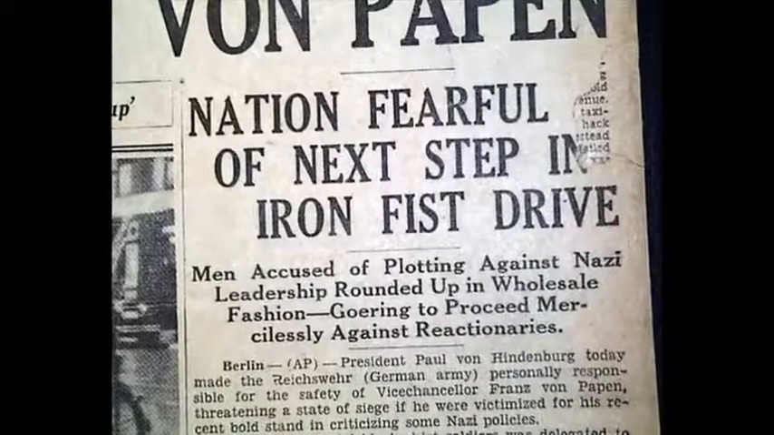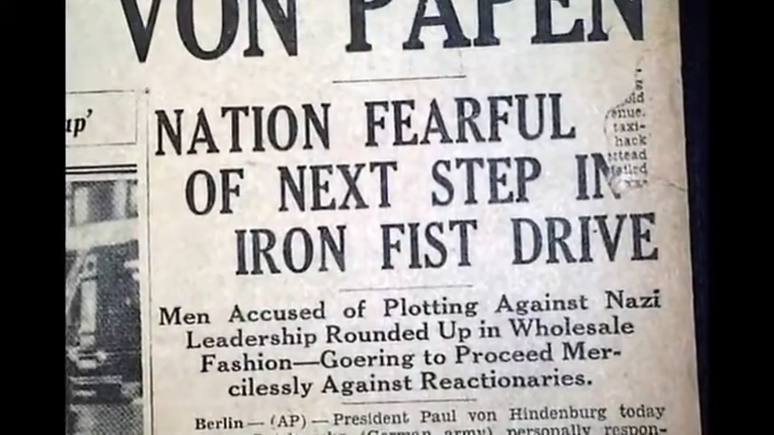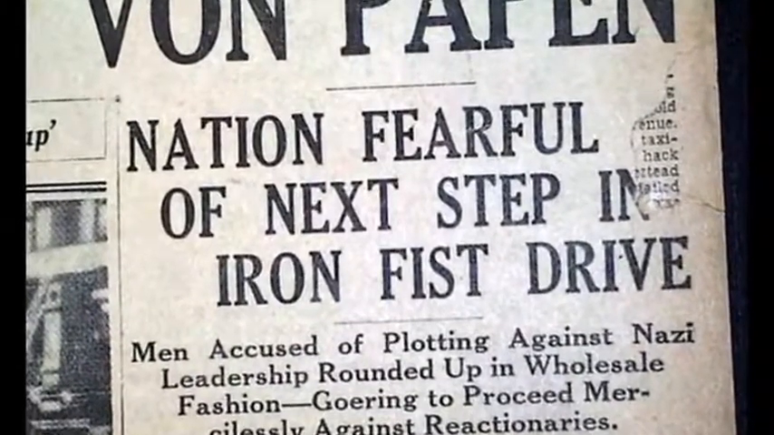The main aim of this mass eradication was to get rid of Ernst Röhm, the leader of the SA.